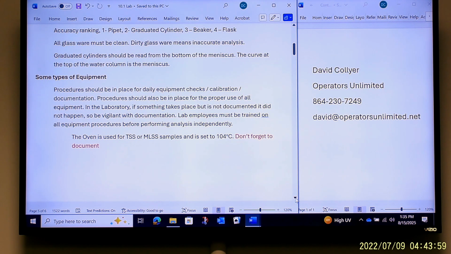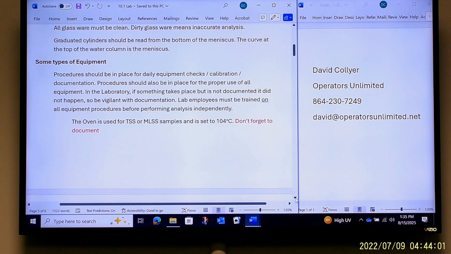Now some types of equipment we're going to talk about. Procedures should be in place for daily equipment checks, calibrations, and documentation. Procedures should also be in place for the proper use of all laboratory equipment. In the laboratory, if something takes place but is not documented, it did not happen, so be vigilant with documentation. Lab employees must be trained on all equipment procedures before performing analytical activities independently.